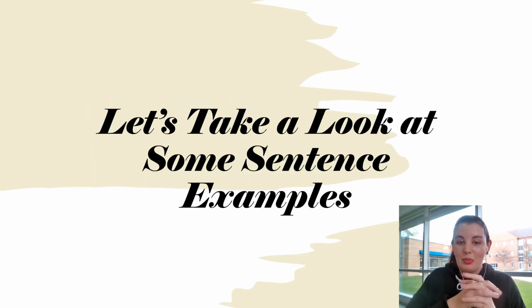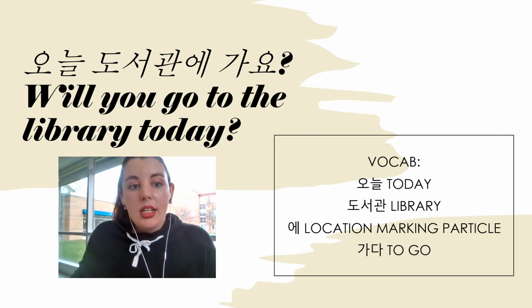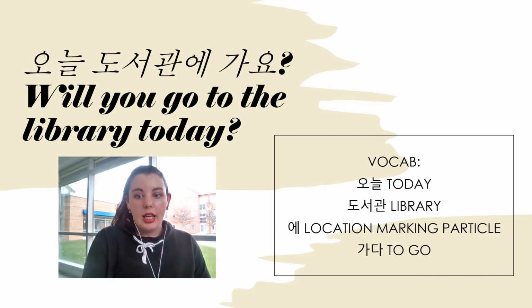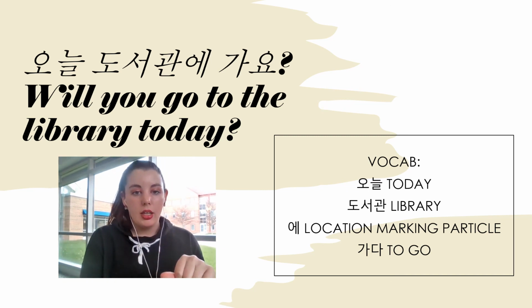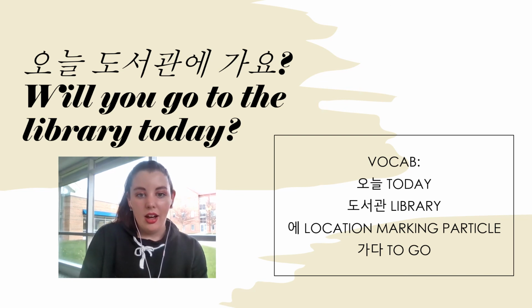So let's take a look at some more sentence examples, shall we? 오늘 도서관에 가요? So 오늘 means today. And then 도서관 is library. And then 에 is the location marking particle. And 가요 comes from 가다. So this is an actual sentence that you would see.